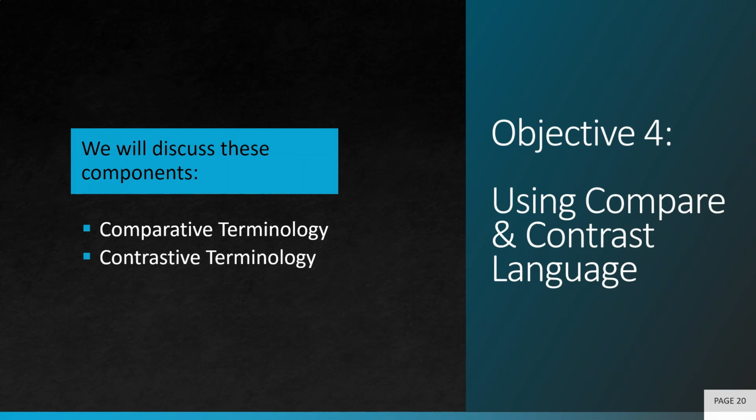Using compare and contrast language. Today we're going to look at different terminology that you can use in your writing depending on whether you're comparing or contrasting. And these are signal words that tell your reader whether you'll be talking about similarities or differences.